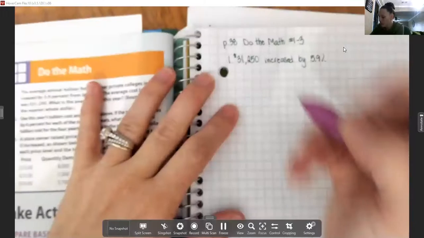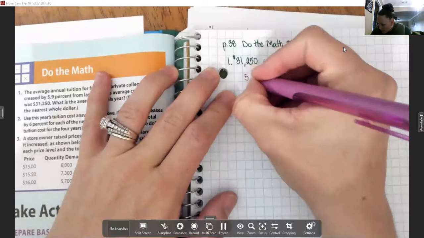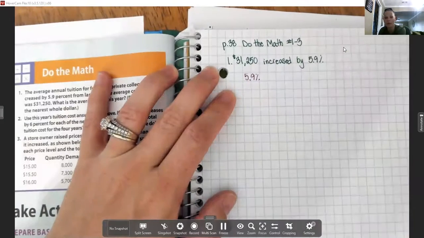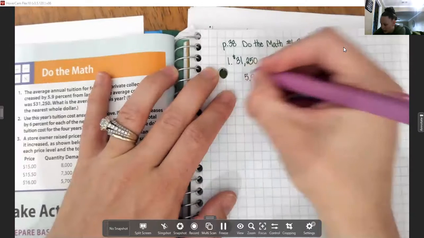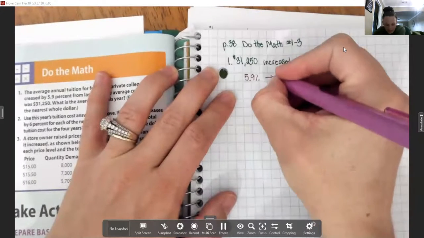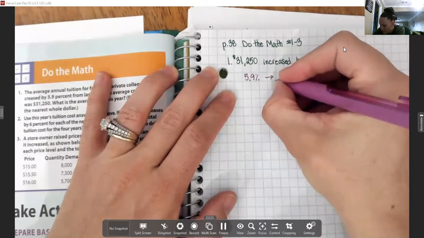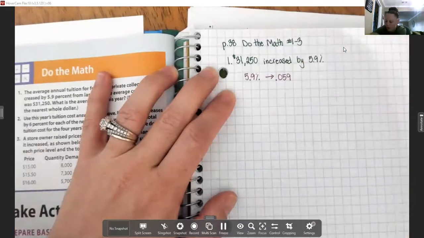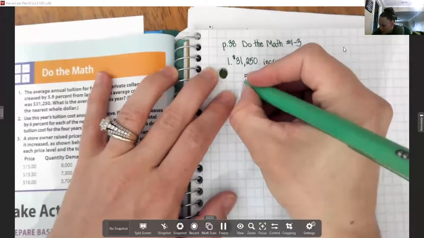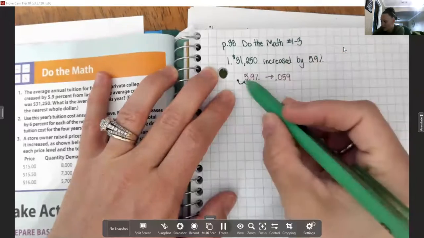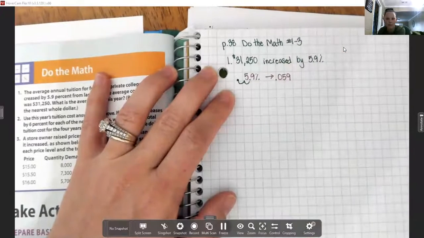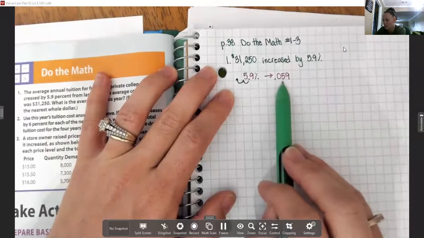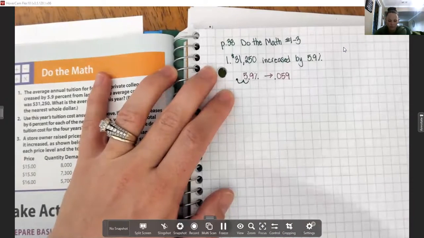So just as a reminder, when we're talking in percents and doing math problems, we need to get rid of the percent. 5.9% is the same as 0.059. You always move your decimal 2 places with percents, and so then you have to add that 0 there. So 5.9% as a decimal is 0.059.